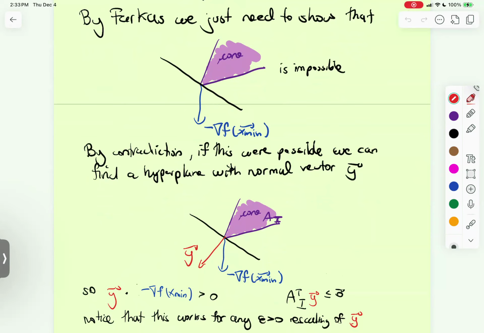So if you remember the dot product: if the dot product is positive, the angle between the vectors is acute, and if the dot product is negative, the angle between the vectors is obtuse. The mathematical way of writing this is that there's a vector y where the dot product with minus the gradient is positive, and the dot product with every element of the cone is negative.